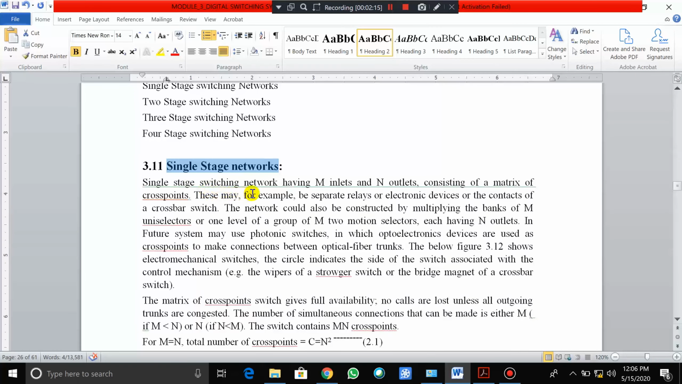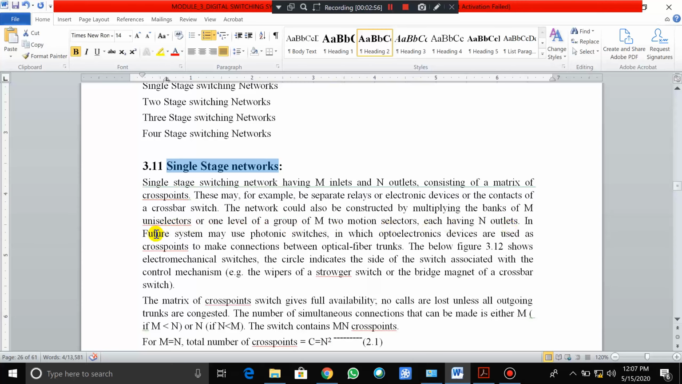In a single stage switching network, having M inlets and N outlets, that is inputs and outputs, it consists of a matrix, in rows and columns, whose elements are called cross points. For example, a separate relay of electronic devices or the contacts of a crossbar switch, and the network could be constructed by M uniselectors, or one level of group, that is M two-motion selectors, each having N outlets.